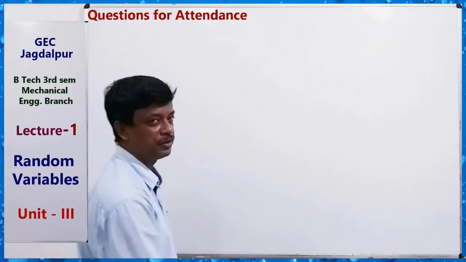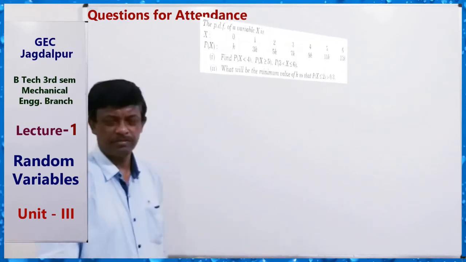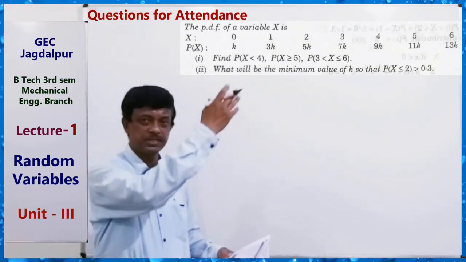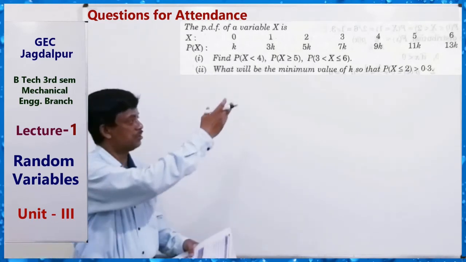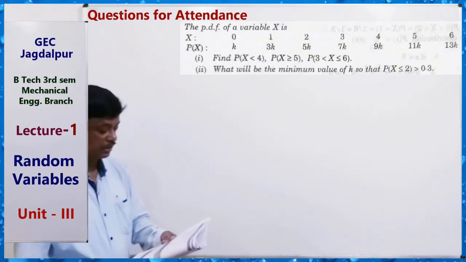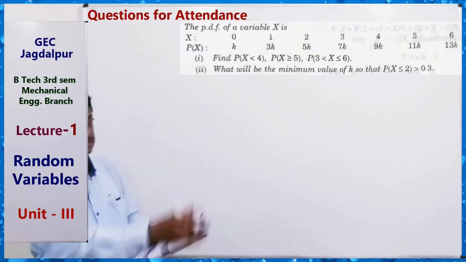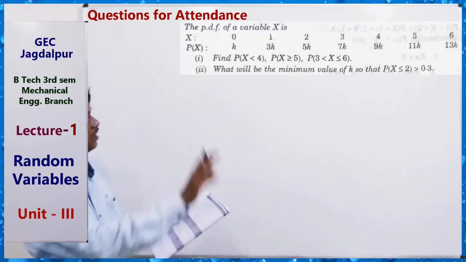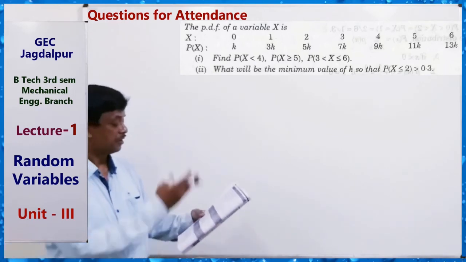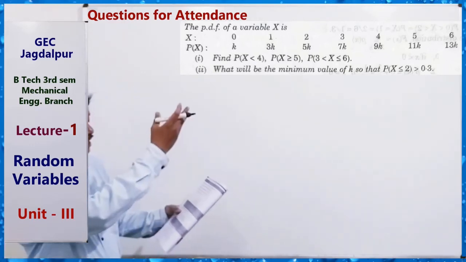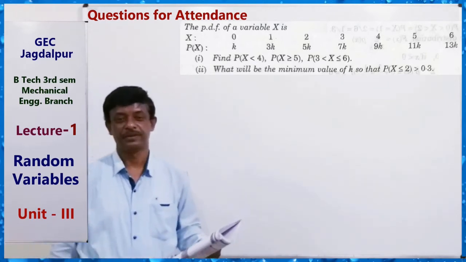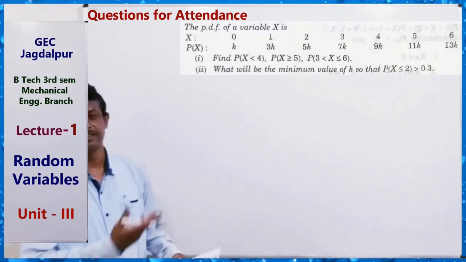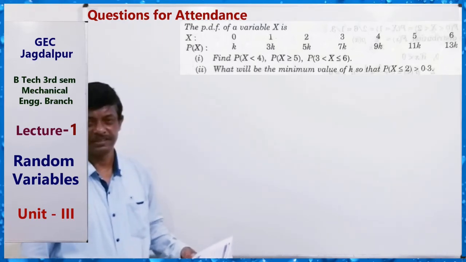Now, questions for your attendance. Okay. The first, there are simple questions, 3 questions only. So first question is, the probability density function of a random variable is given like this: the value of x is 0, 1, 2, 3, 4, 5, 6, and px is also given: k, 3k, 5k, 7k, 9k, 11k, 13k. Okay. So very simple. This is discrete random variable case.